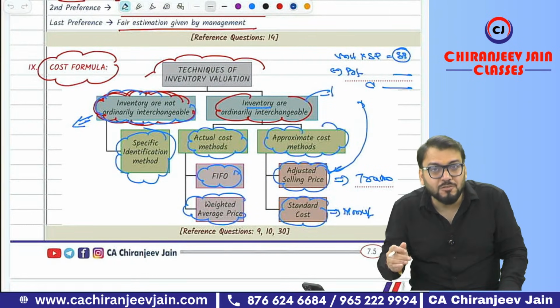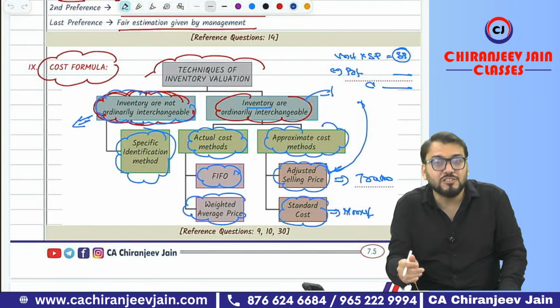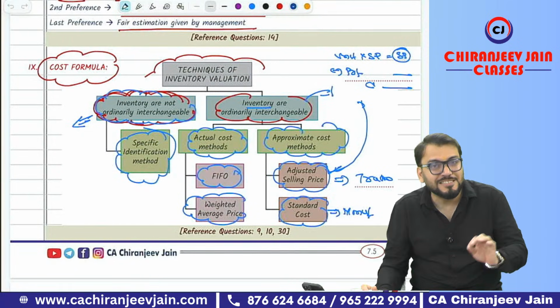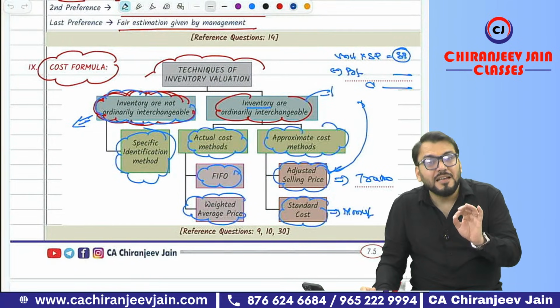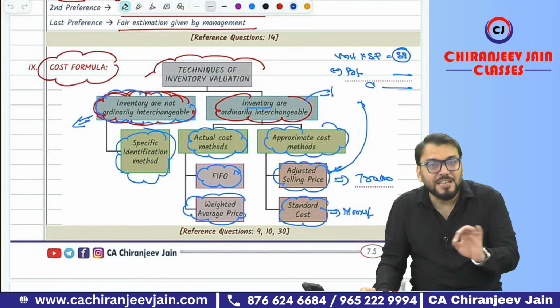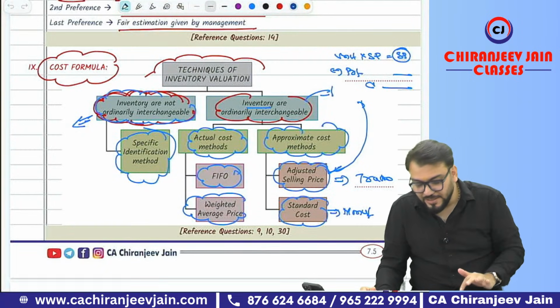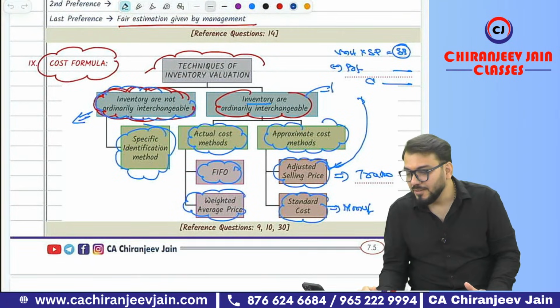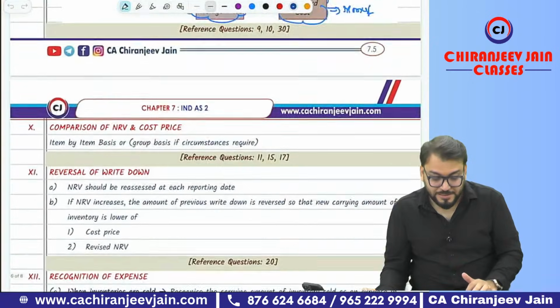And for a manufacturing organization, they have given one technique known as standard costing, which you all know because you have done it in costing in CA Inter. But in the CA Final financial reporting exam, they will never ask a question of standard costing. So MCQ type questions can be asked in this way.